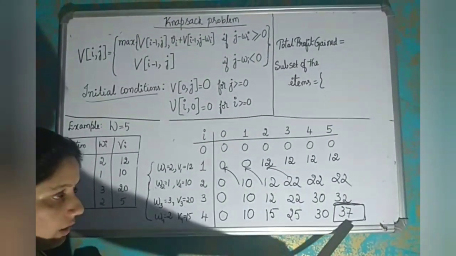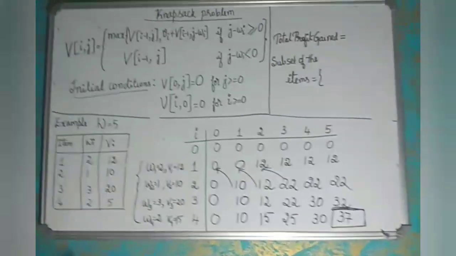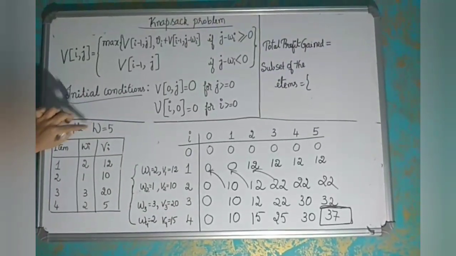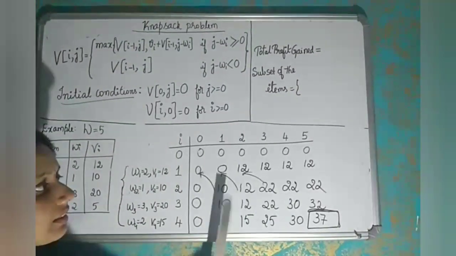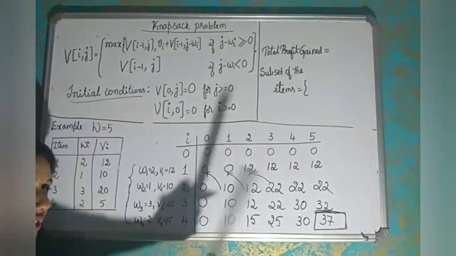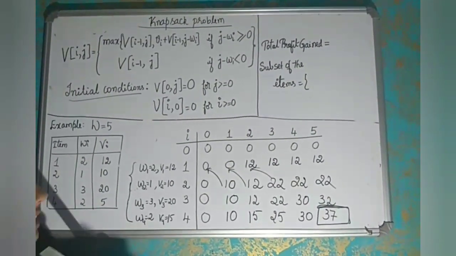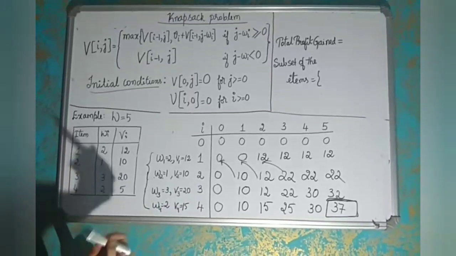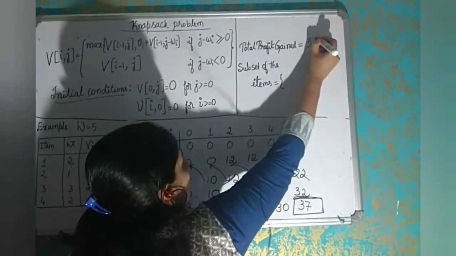So this value represents the total profit gain when there are 4 items and the capacity of the bag is 5. That is the question given. There are 4 items and the capacity of the bag is 5. What is the profit gain that you are supposed to calculate? All these are the sub-solutions. From these sub-solutions, we have built the solution. That is why this is the dynamic programming strategy. So now I can write the answer.